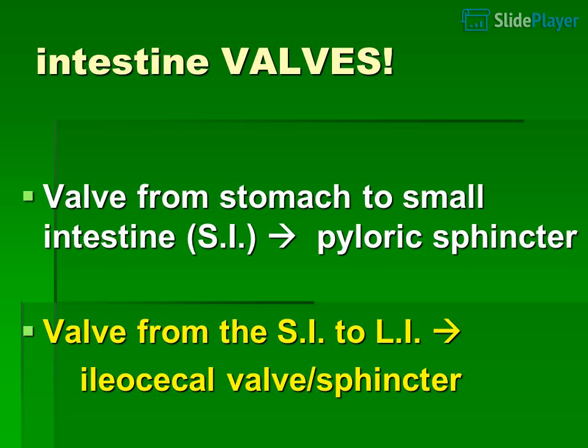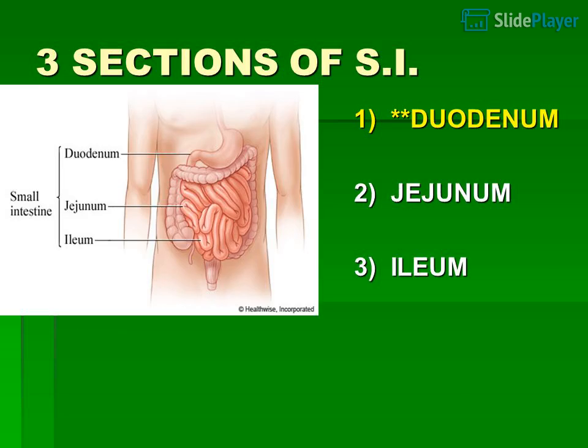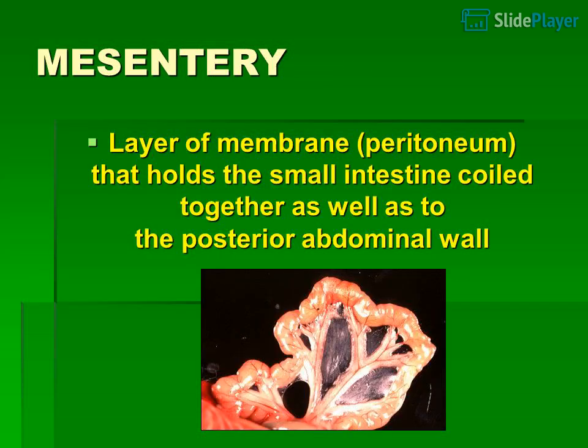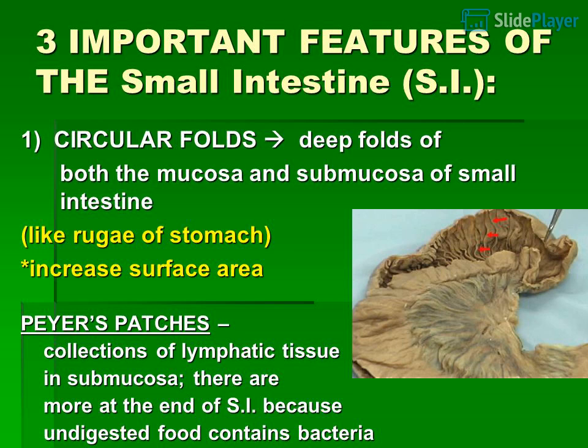Intestine valves. Valve from stomach to small intestine, SI: pyloric sphincter. Valve from the SI to LI: ileocecal valve/sphincter. 3 sections of SI: 1. Duodenum. 2. Jejunum. 3. Ileum. Mesentery: layer of membrane, peritoneum, that holds the small intestine coiled together as well as to the posterior abdominal wall. 3 important features of the small intestine, SI.